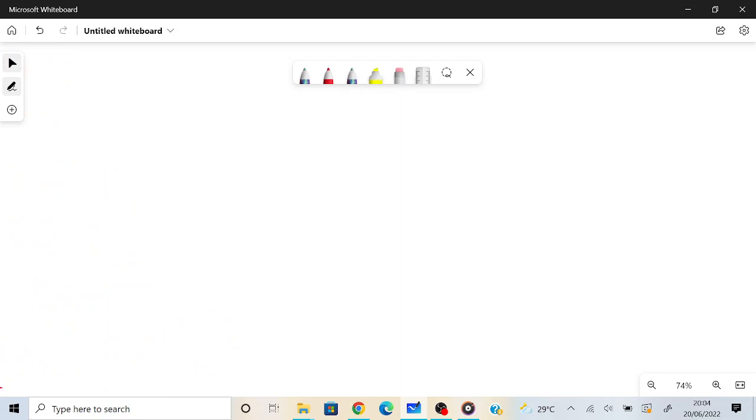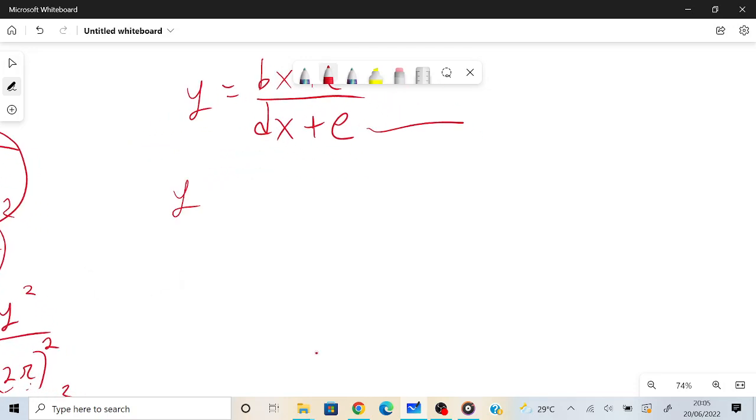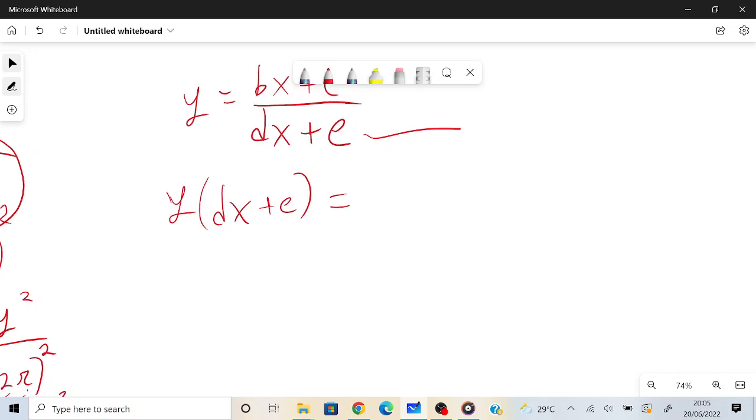Moving on to the next example, we have y is equal to bx plus c all over dx plus e, and we are making x the subject. So as you can see, probably the best thing to do in this scenario, since we have an x in the numerator and an x in the denominator, is to cross multiply it out first. So y into dx plus e is equal to bx plus c.